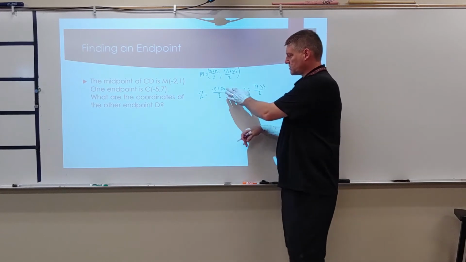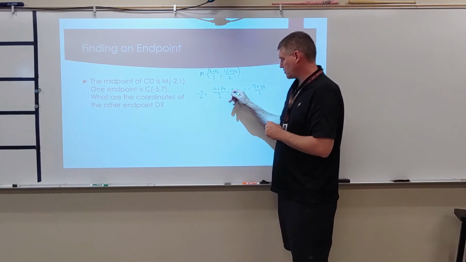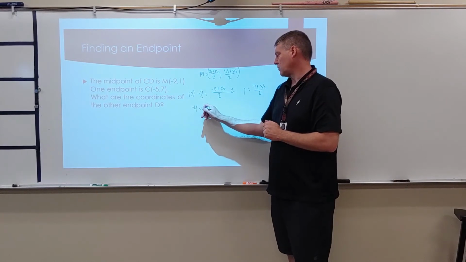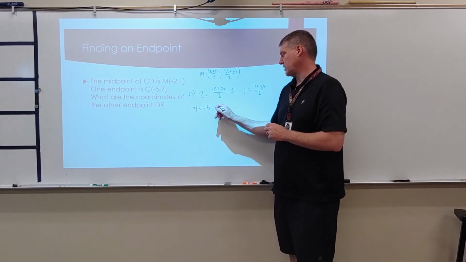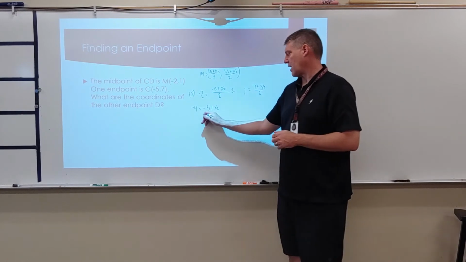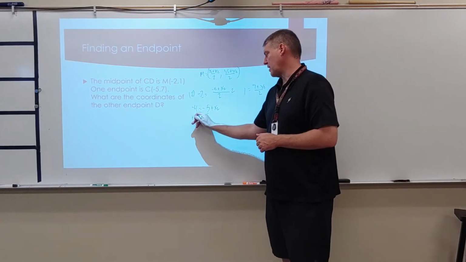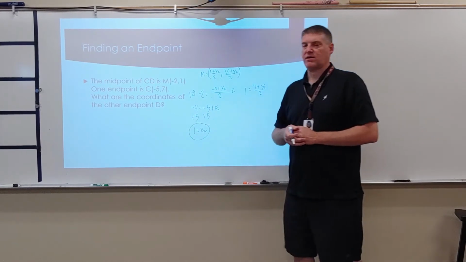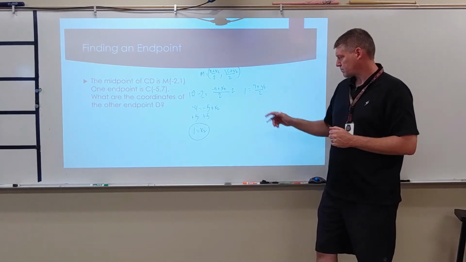So the first thing I need to solve for is x. I'm going to take this 2 and multiply it to the other side. Negative 4 equals negative 5 plus x sub 2. I'm then going to add my 5 over, add my 5, 1 equals x sub 2. There's my first part of my coordinate.